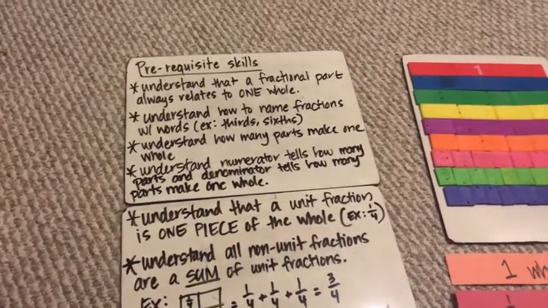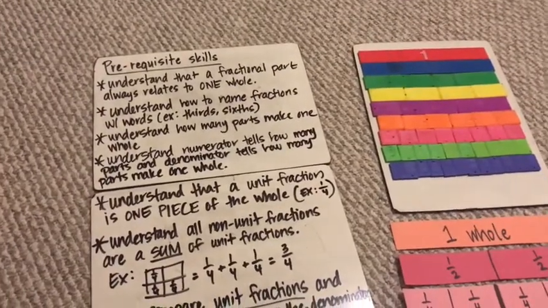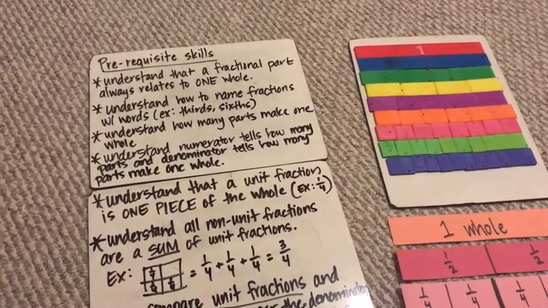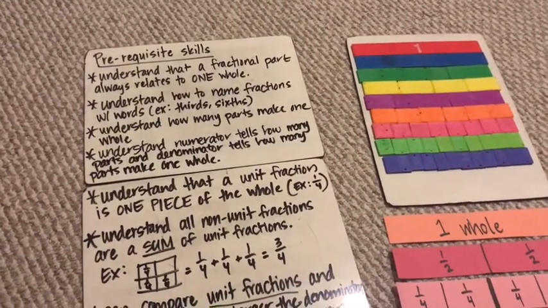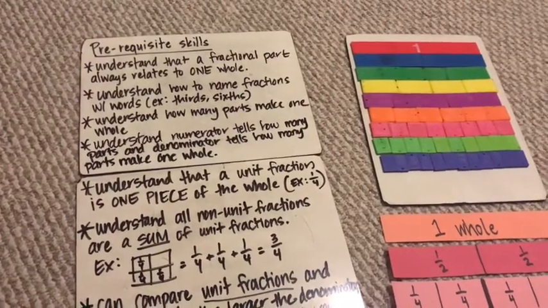Next, we want them to understand how many parts make one whole. So 4/4 is the same as one whole. 8/8 is the same as one whole. When your numerator and your denominator match, that means you have as many parts as you need to make one whole. So if those numerators and denominators match, those are equivalent to one whole.